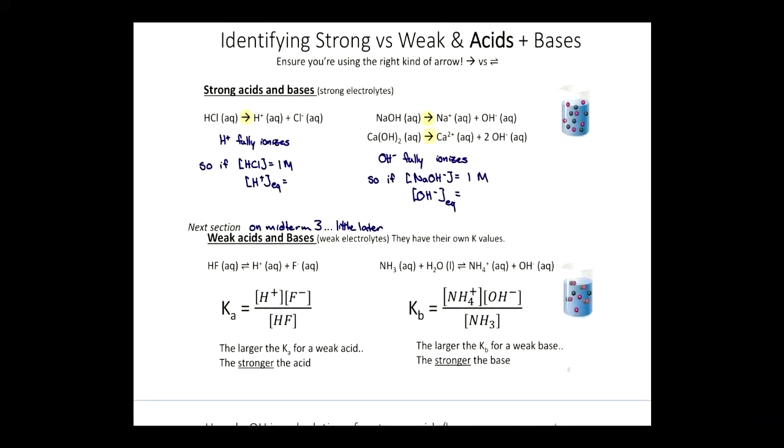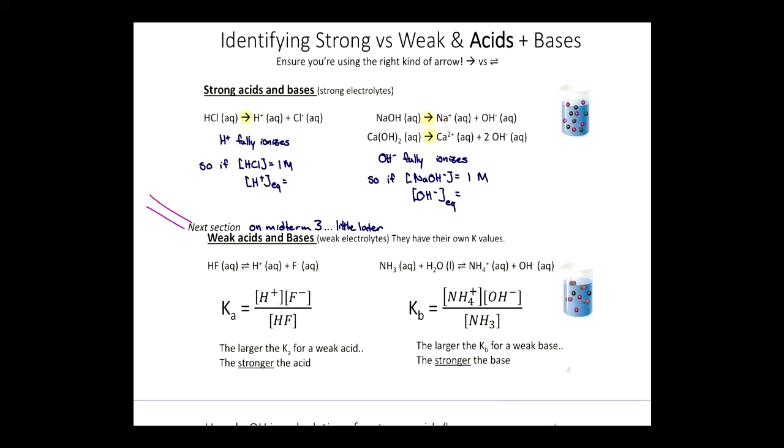So in this chapter, we're going to look at calculating the pHs of strong acids and bases and weak acids and bases. But for midterm 2, we are just going to assess you on strong acids for now. So weak acids and bases and those pH calculations will come later. They're a little bit more complex. So we'll just focus on strong acids and strong bases.